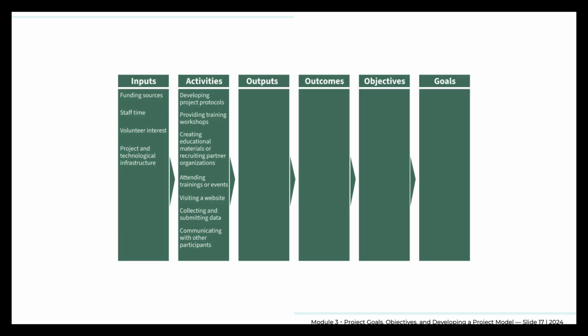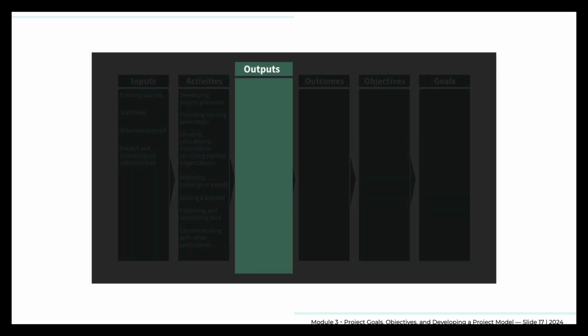Outputs are the direct products or services of the activities and typically are easy to quantify. Examples include the number of training workshops that staff deliver, the number of web pages that a project develops, the number of people who participate in a project, and the amount of data that participants submit. Note that outputs are important to plan for and to measure, but in themselves do not constitute project success.